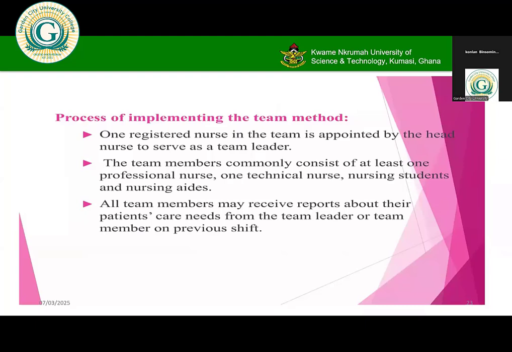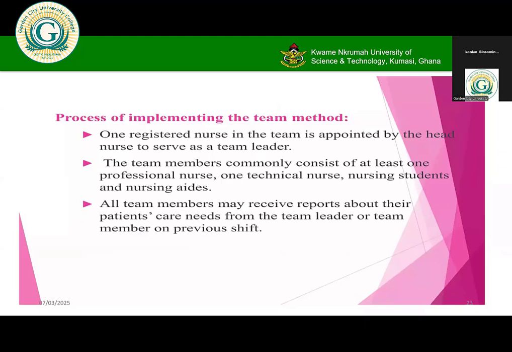Yes. Hello. Yes, madam. Please, I want you to go back and go over the team nursing, because I'm not getting it clear. Why are you not getting it clear?